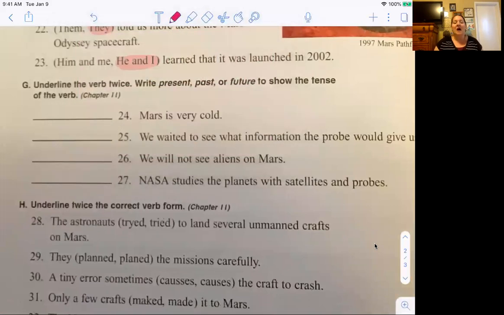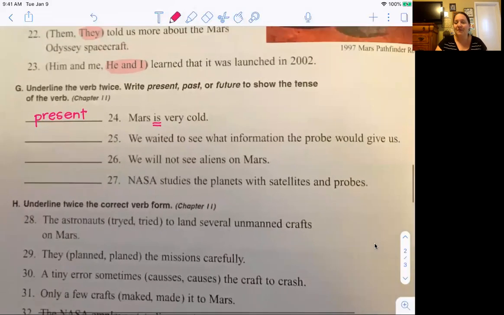Now, letter G, underline the verb twice. Write present, past, or future to show the tense of the verb. Mars is very cold. What's your verb? Is. Okay, is today, which is the present, the past like yesterday, or the future like tomorrow. It's the present. Mars is. Excellent.